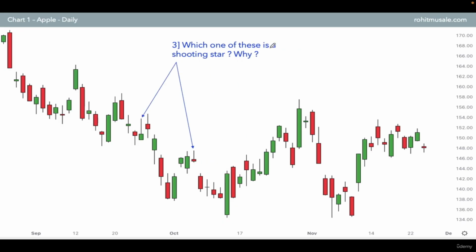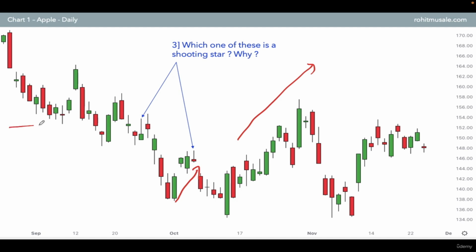Number 3, which one of these is a shooting star? Why? This is a trick question. See, both of these candles are coming in a downtrend. A shooting star comes after an uptrend. So none of these 2 candles, this one and this one, is a shooting star. Now you might argue that Rohit, the price went from here to here. But remember one thing, a shooting star is a candle which should come at the top of the market, not near the bottom of the market.